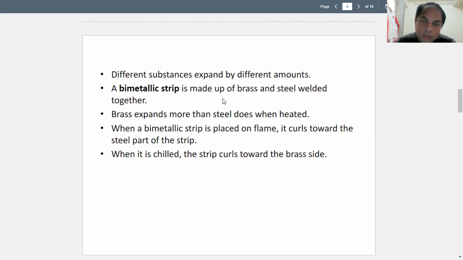Now, once it bends, bimetallic strips are used as a kind of switch. You'll probably notice that in your flat iron while you iron your clothes. At certain temperatures, if you set the knob of the flat iron, you'll notice that it will switch off automatically. So you will wonder what causes it to switch off.